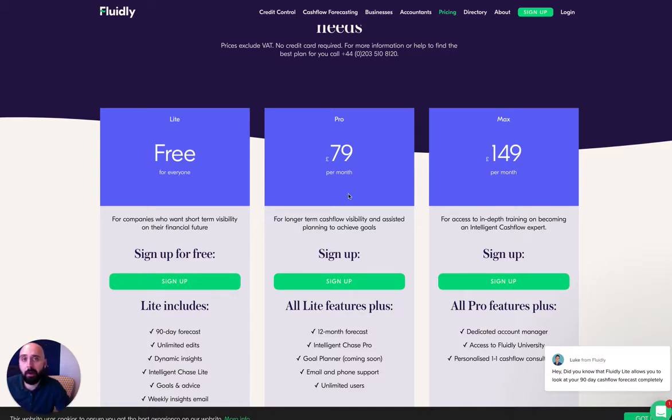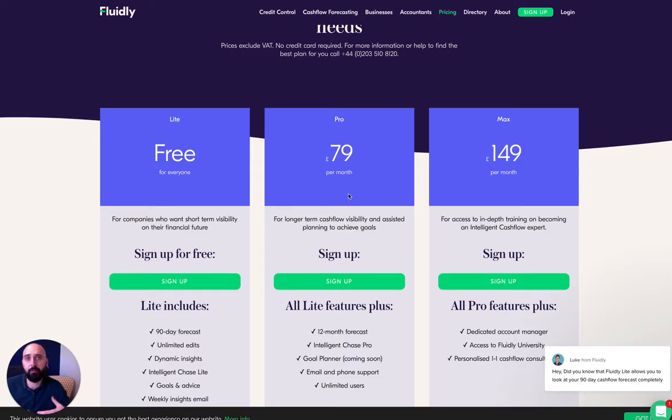If you want to pay that amount of money, I would use something called Float. Float is amazing. I use it for my business. Anyone who wants more detailed forecasting, you can do it yourself or we can help you. I strongly recommend Float. It's so detailed, picks up what customers are going to pay you, what customers are not going to pay you. It looks a lot more forward into the future.